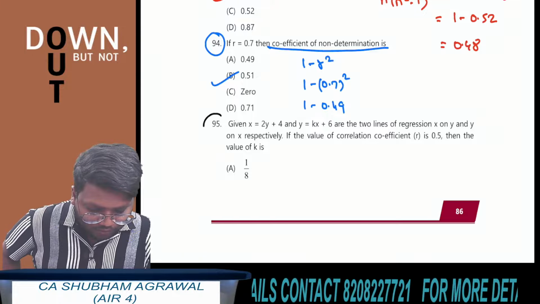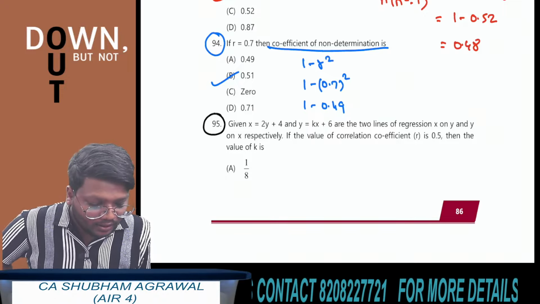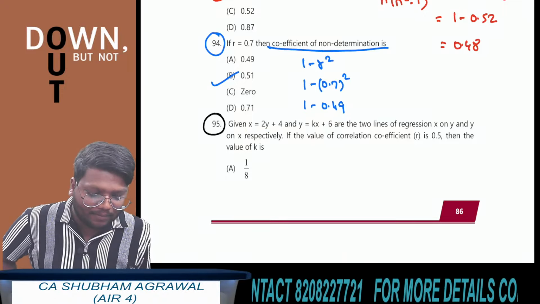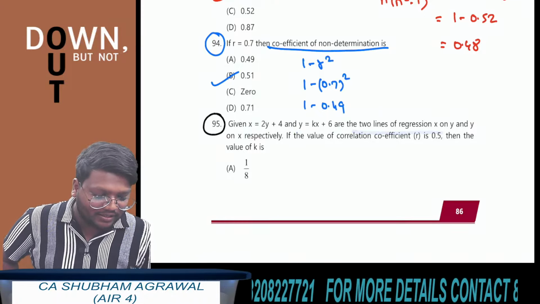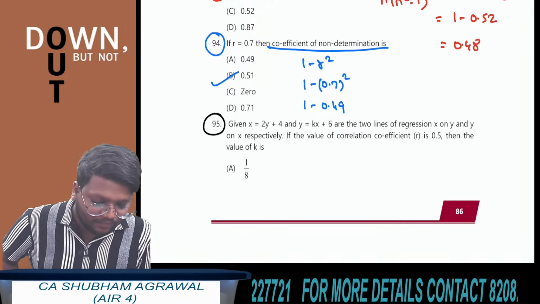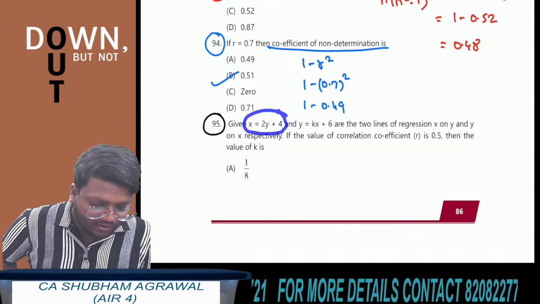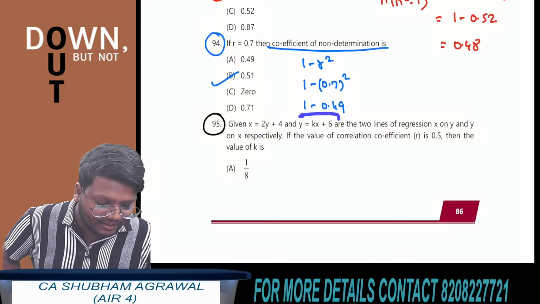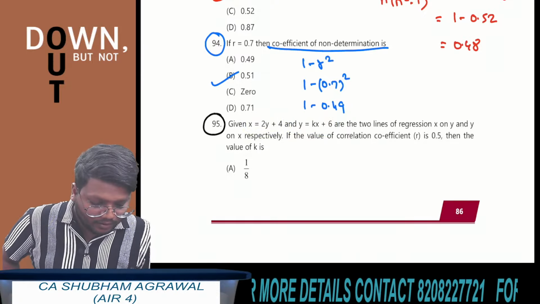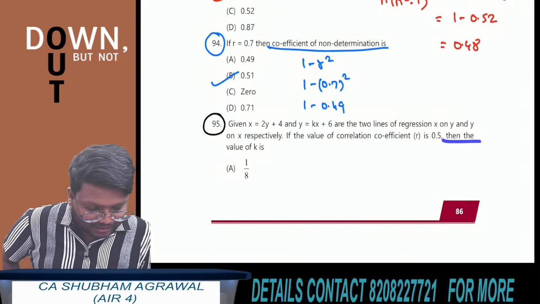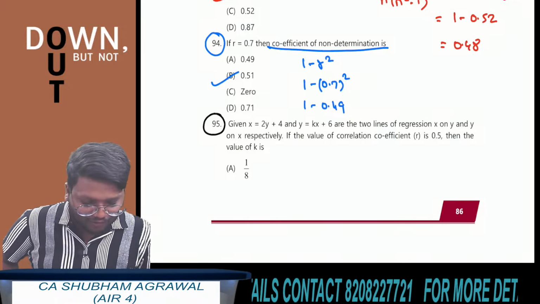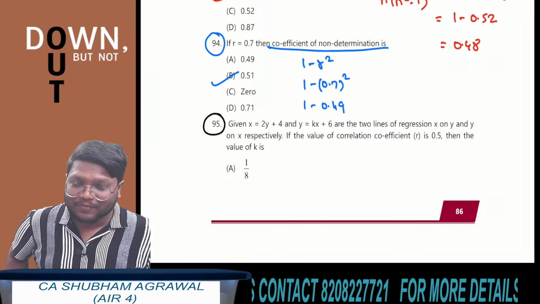Okay, this question is also from correlation and regression chapter. It is given that x is equals to 2y plus 4 and y is equals to kx plus 6. And these are the two lines of regression, x on y and y on x respectively. This is the regression line of x on y and this is the regression line of y on x. If the value of correlation coefficient is 0.5, then you have to find the value of k.